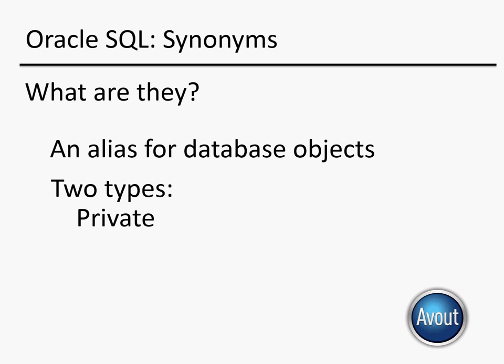Private synonyms, which are just available to the user who created the synonym, and public synonyms, which can be accessed by anybody on the system.